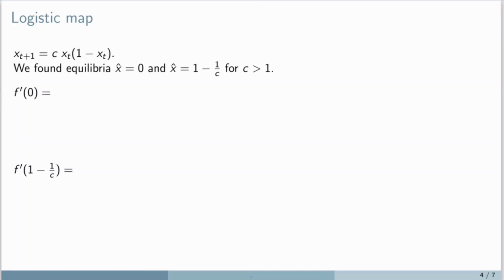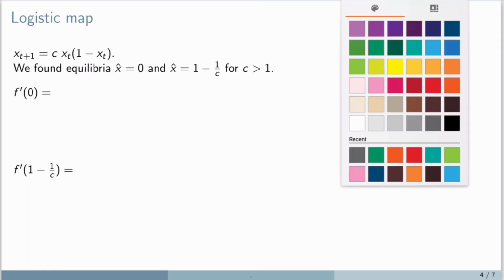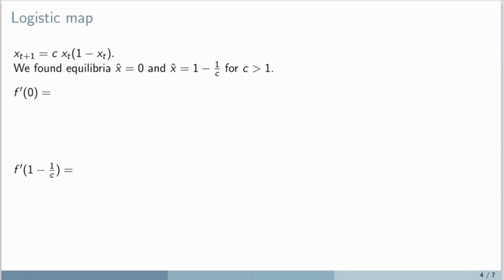So let's do that for one of our favorite examples, which is the logistic map given here. x_{t+1} is c x_t times (1 minus x_t). We have the equilibria 0 and 1 minus 1 over c. And so to identify stability now, we need to differentiate and then look at the derivative at 0 and the derivative at 1 minus 1 over c.